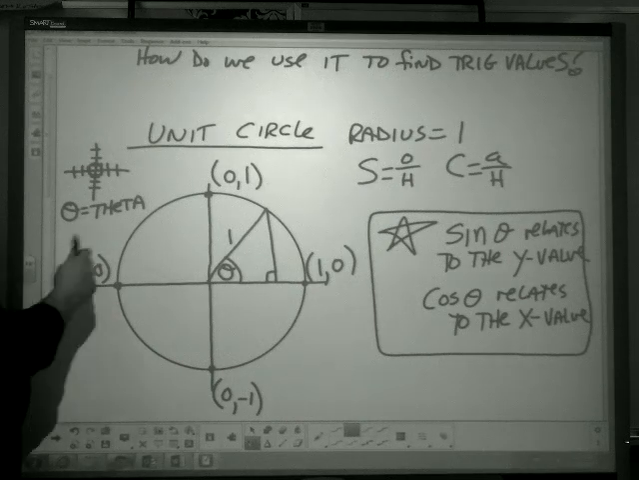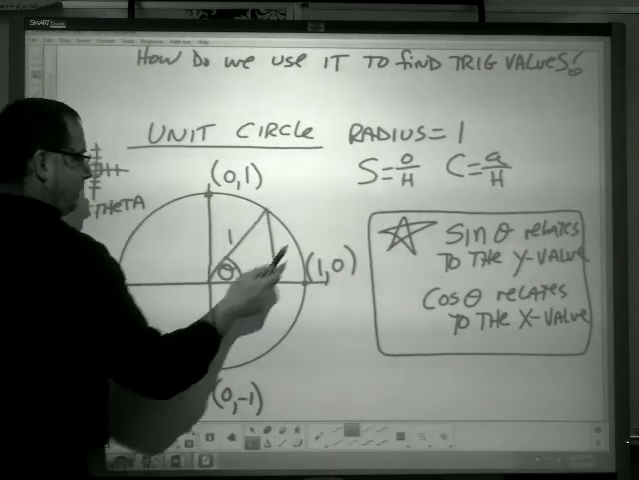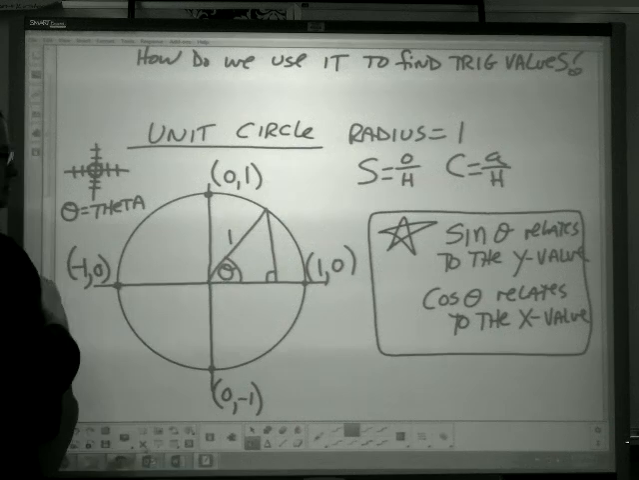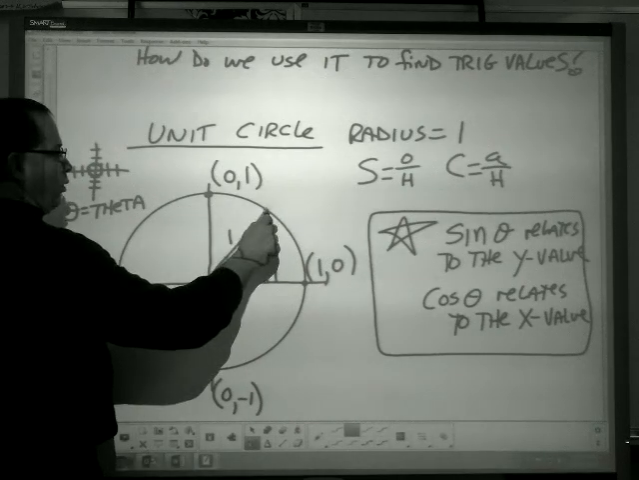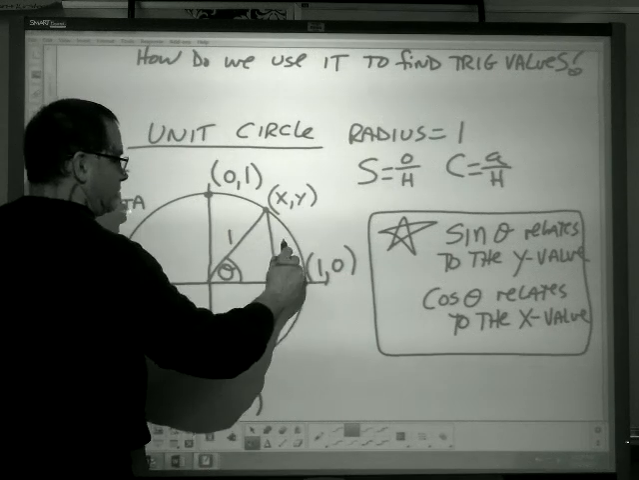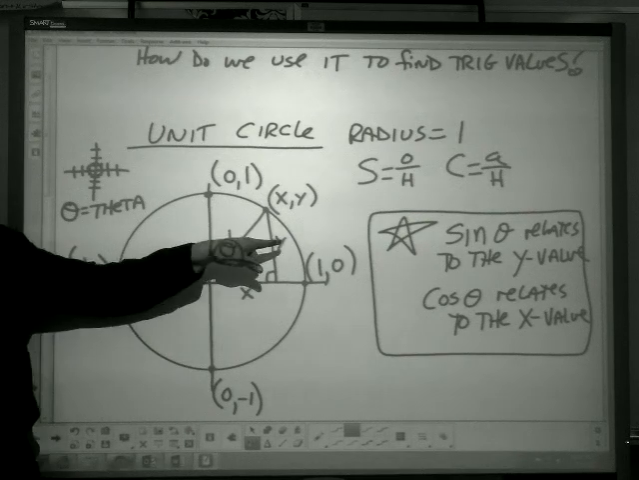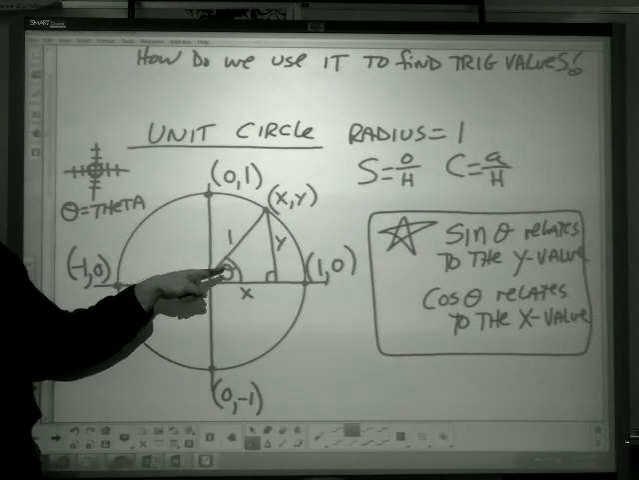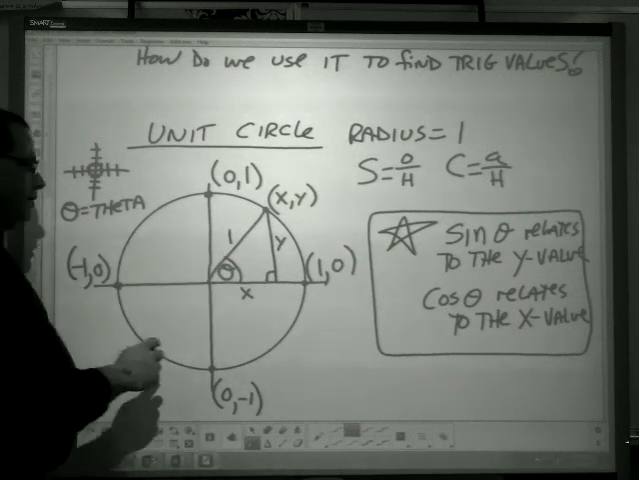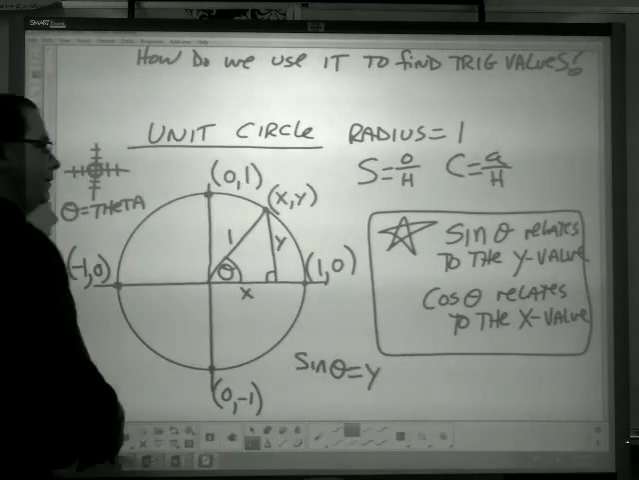okay? If the sine of my angle is opposite over hypotenuse, here's my opposite, and here's my hypotenuse. Well, this point has some coordinates, (x, y). This is the y value. This is the x value. If sine is opposite over hypotenuse, isn't the sine of this angle just equal to the y value? Because y over 1 is still y. So the sine of theta equals y.